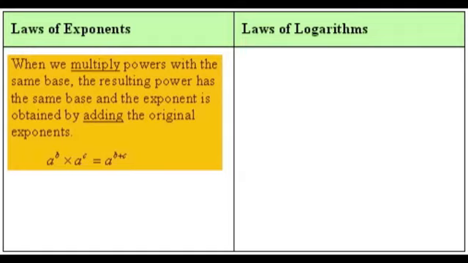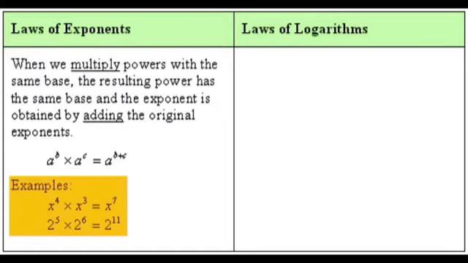When we multiply powers with the same base, the resulting power has the same base, and the exponent is obtained by adding the original exponents. So for example, a to the b times a to the c is going to be equal to a to the b plus c. If one asked you to multiply x to the fourth by x to the 3, you would end up with x to the 7. If someone asked you to multiply 2 to the 5 by 2 to the 6, you'd end up with 2 to the 11.